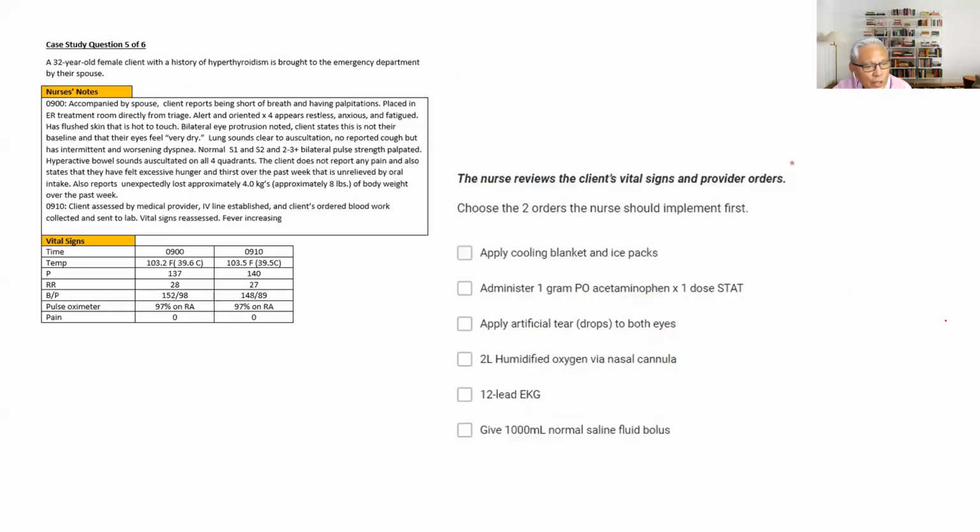Okay. So the nurse reviews the client's vital signs and the provider's orders. Choose two orders that the nurse should implement first. So you're going to choose only two.